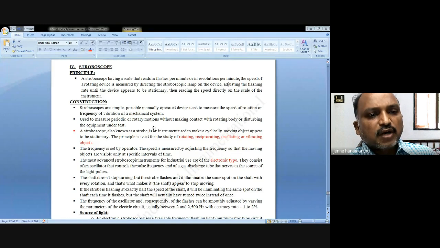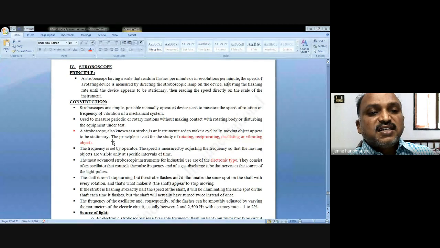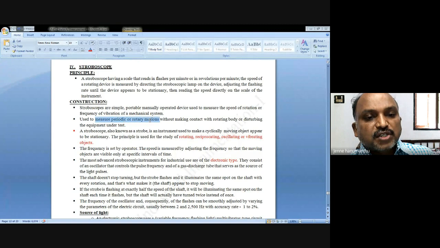Construction. How do you construct this? Stroboscopes are simple, portable, manually operated devices used to measure the speed of rotation or frequency of vibration of a mechanical system. This is used to measure periodic, this is an important point, this device is used to measure periodic or rotary motions without making contact with the rotating body or disturbing the equipment under test.